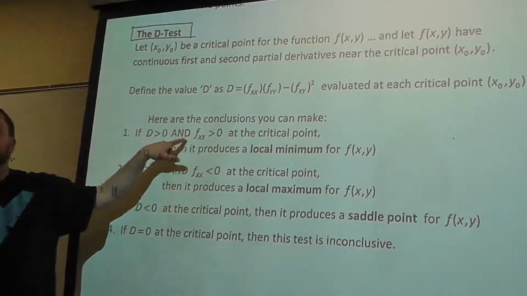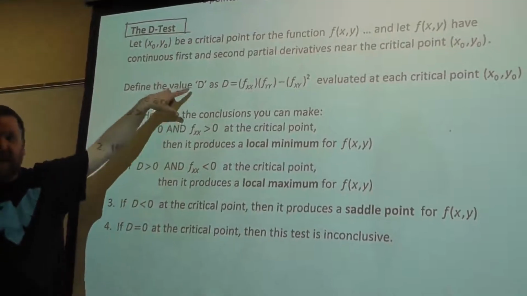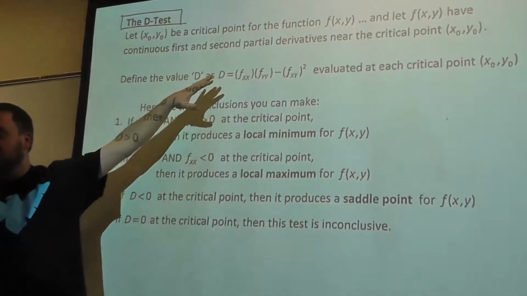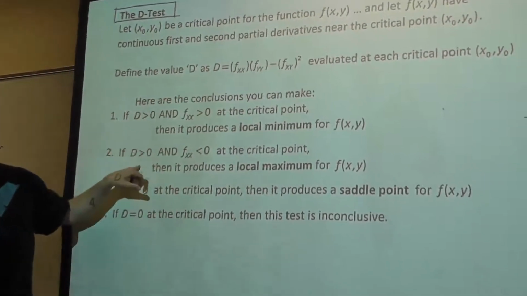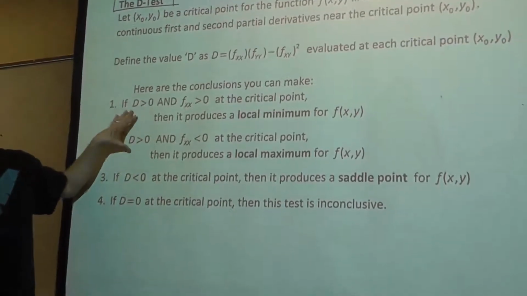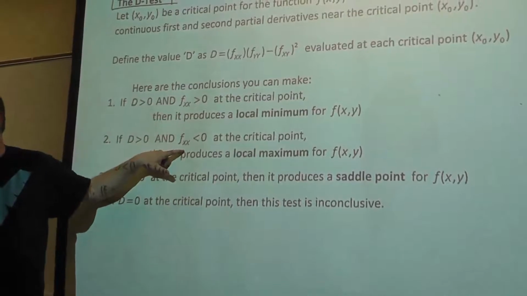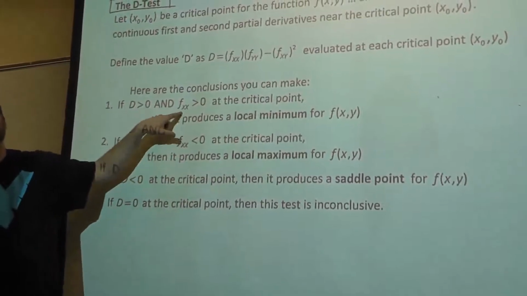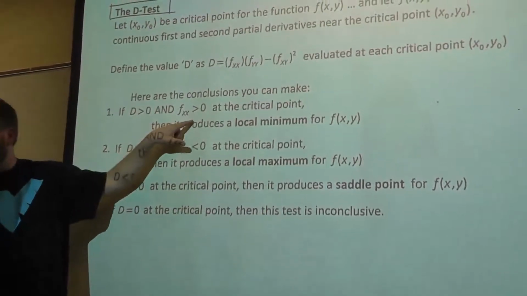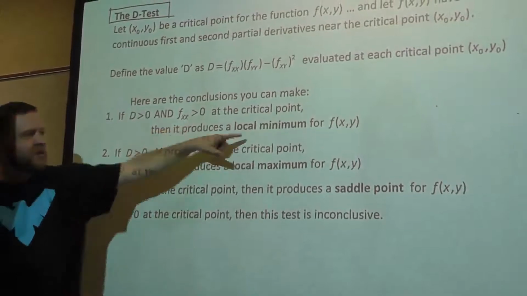So that's why you need to check both of these. Check your D value. If D is positive, good to go. And notice in both of these first criteria, D needs to be positive. So if D is positive, it could be a min or a max. That's why you cross-reference it with the second partial X. If FXX is also positive, you're at the bottom of concave up, so you have a minimum.